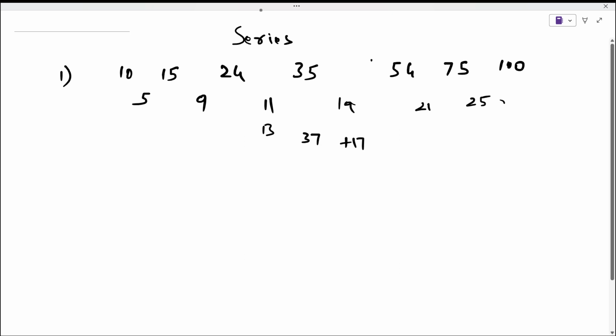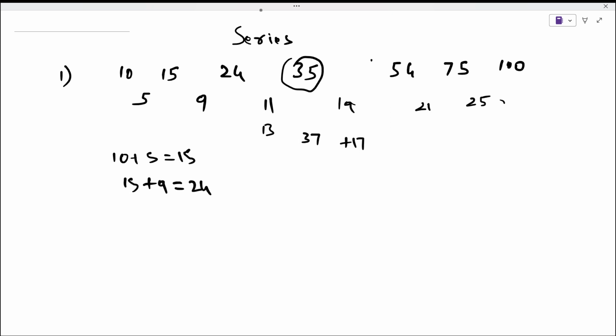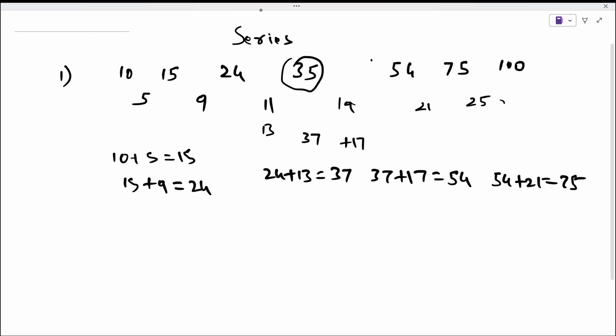So the goal was to find which number was wrong. Looks like there is something wrong with this number. 10 plus 5 equals 15. 15 plus 9 equals 24. 24 plus 13 is 37. 37 plus 17 equals 54. Everything is increasing by 4 each, right? 54 plus 21 equals 75. 75 plus 25 equals 100. The addition which we are doing is increasing by 4 each.